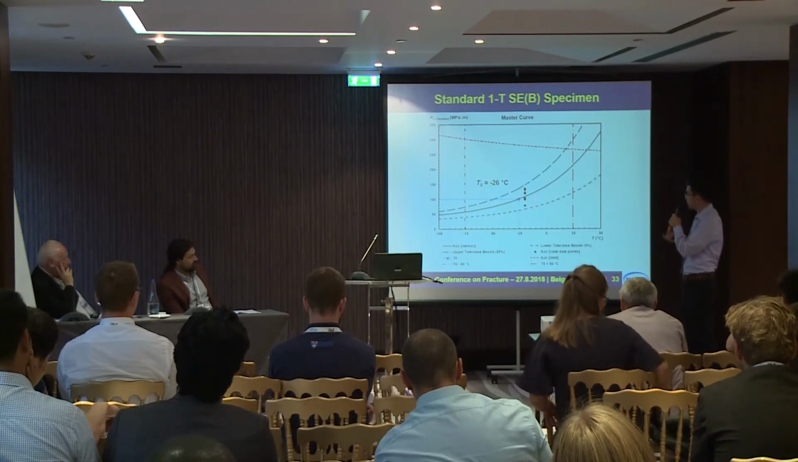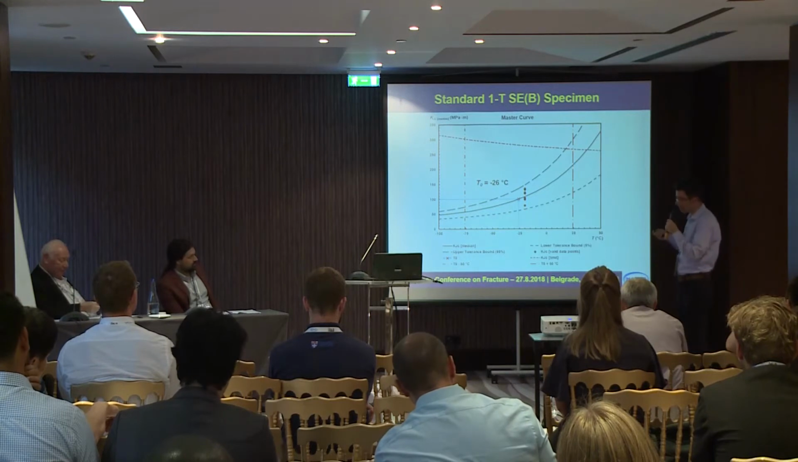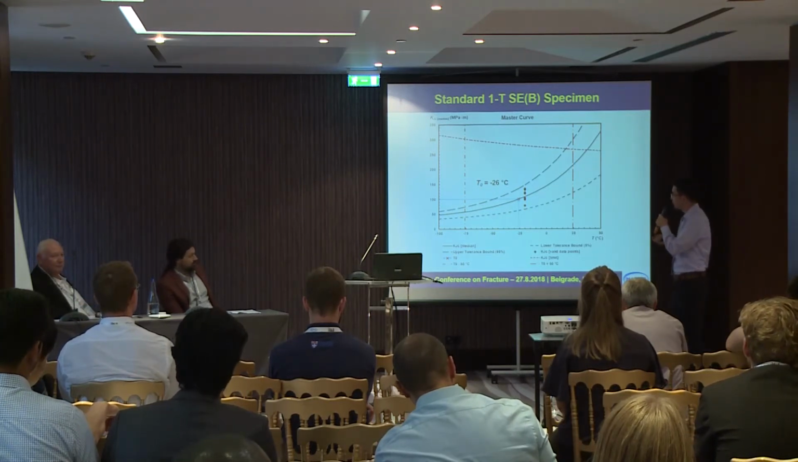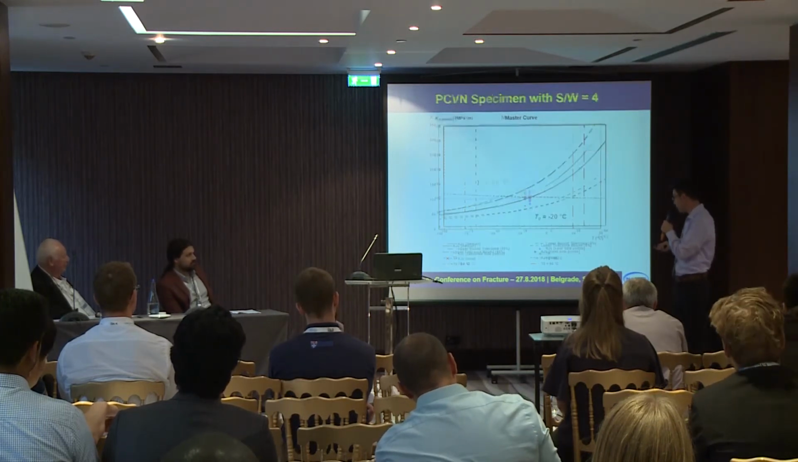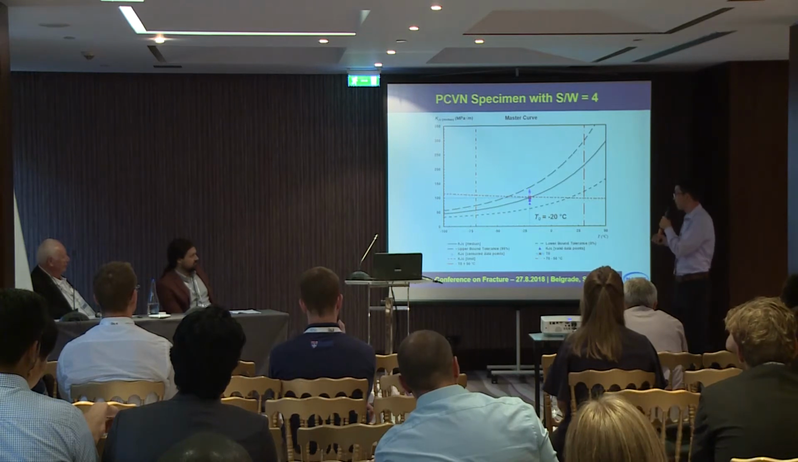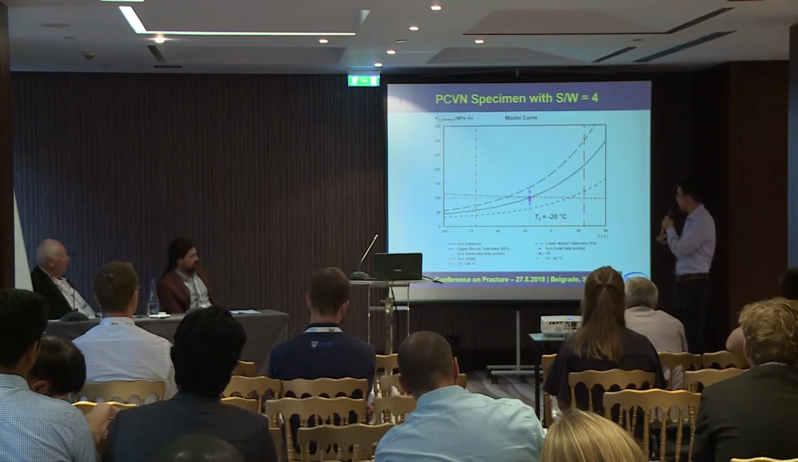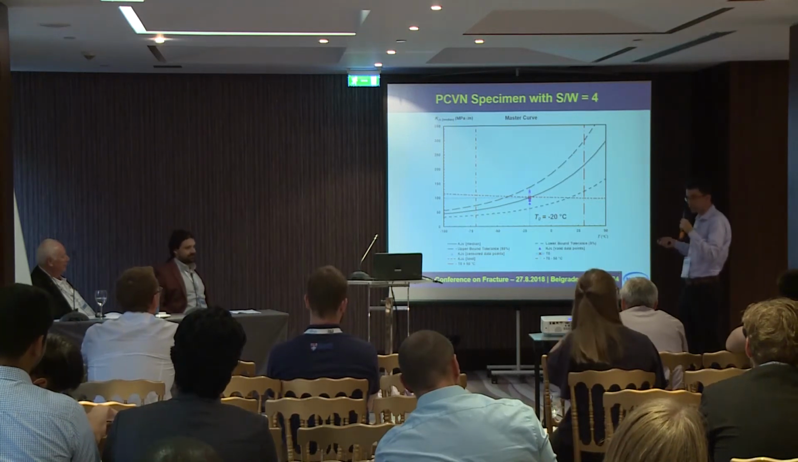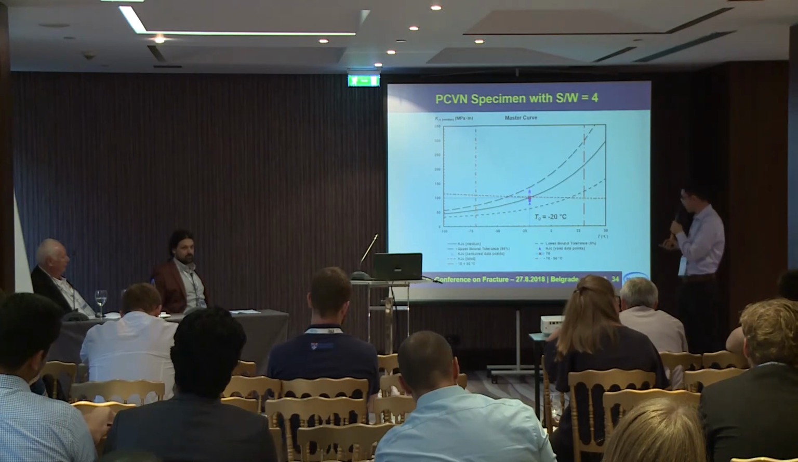Since the fracture toughness test temperature is close to the reference temperature, this master curve can be considered a good description of the variation of the cleavage fracture toughness with temperature. And here we have the master curve obtained from the standard PCVN configuration. Here the reference temperature is essentially equal to the fracture toughness test temperature. But in this case, we should note that there is a large number of censored data.